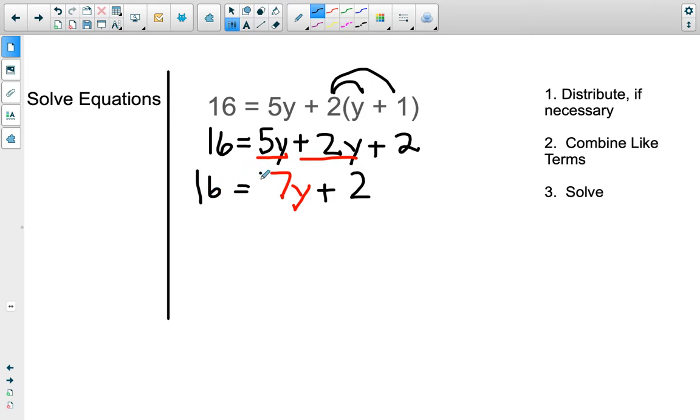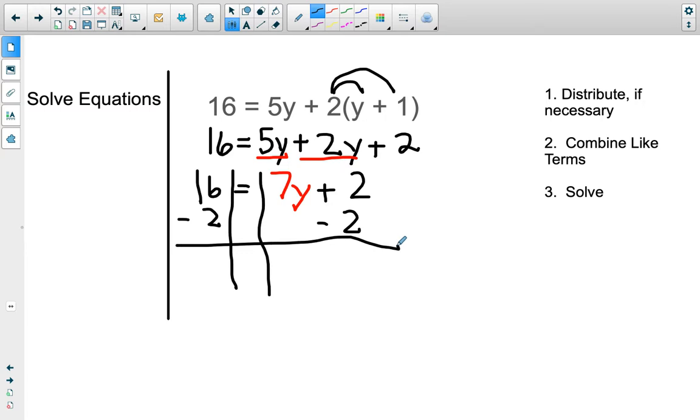Let's solve it. Two-step equation. Oops, that was a squiggly line. Turn my lines down. Subtract 2 from both sides. Remember, we always want to maintain equality. So what we do to one side of the equal sign, we have to do to the other. That cancels out. I'm left with 7y. 16 minus 2 is 14. Let's divide both sides by 7. And y will equal 14 divided by 7 is 2.